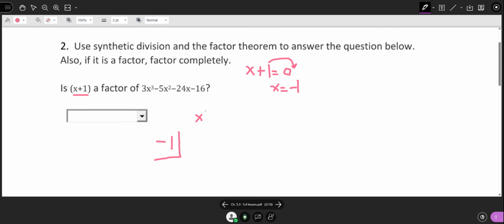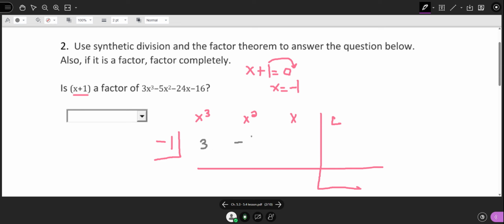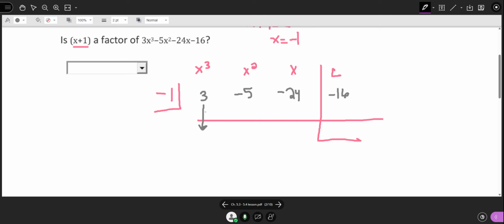x cubed, x squared, x, constant. Everything has a number. So I am good to go. Make sure that when you put this line, you leave space so that there's some space to put a number underneath each piece. Bring that first number down.